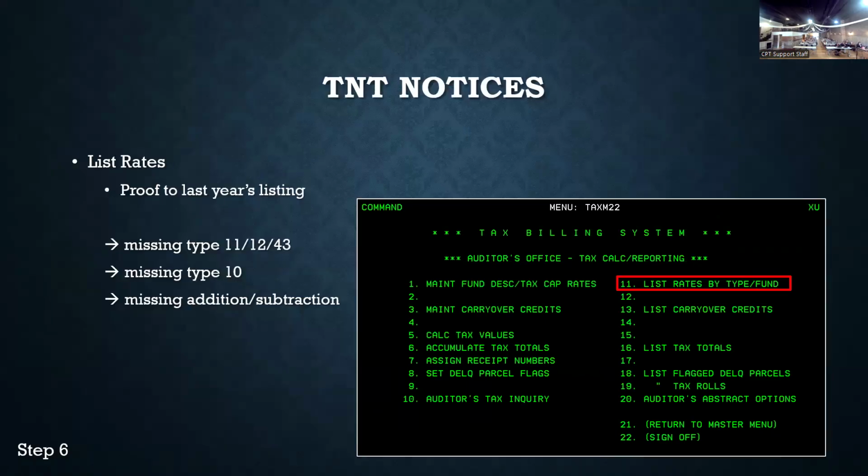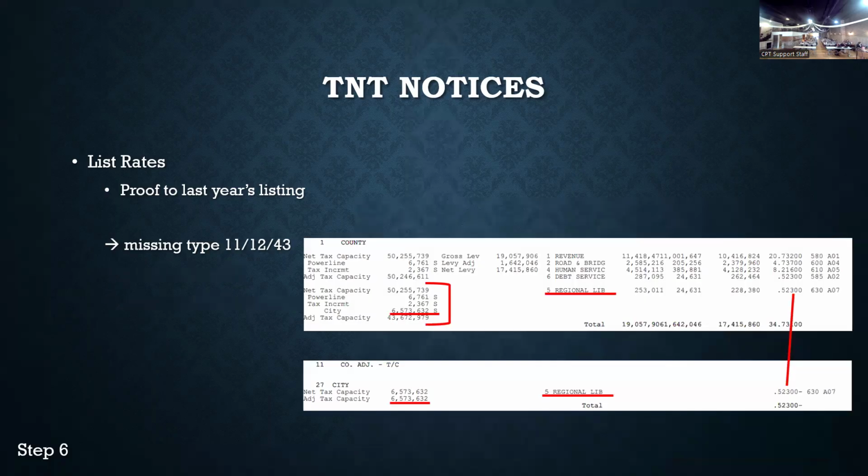Once you put in all your rates, you're going to proof. You can list 11 and proof to last year's listing, because if there's something missing, you can usually see it as a line item. The types of things that tend to be missing are like those additional rates, your 11, your 12, your 43. Sometimes you're going to forget your state tax, your type 10, because you did get it from somebody, you forgot to put it in. Or we'll often see an addition or subtraction that's missing. I'll show you what those look like.